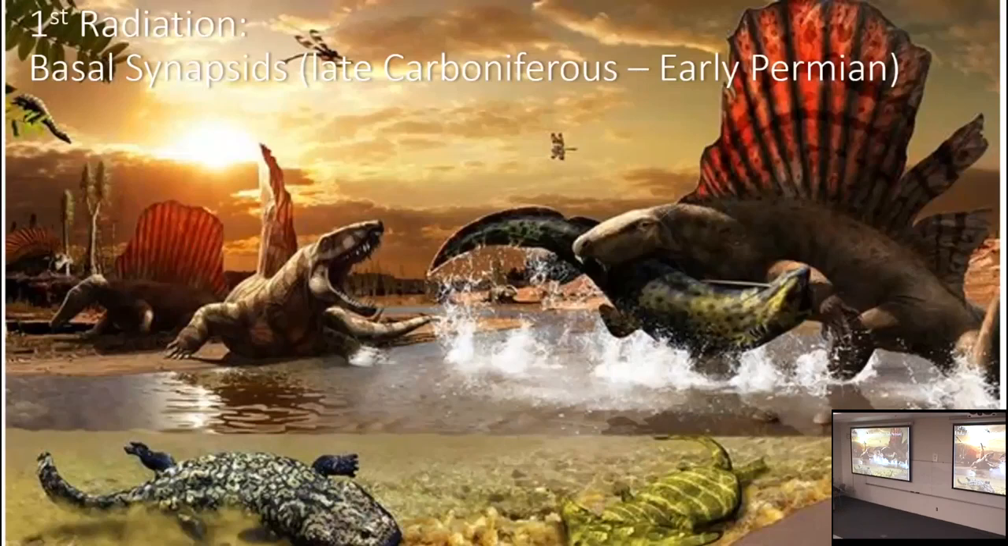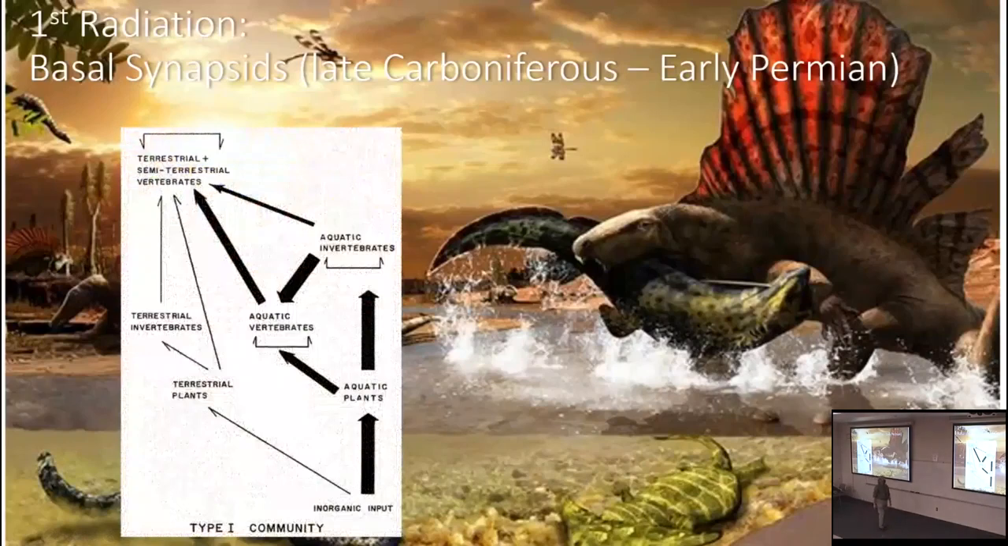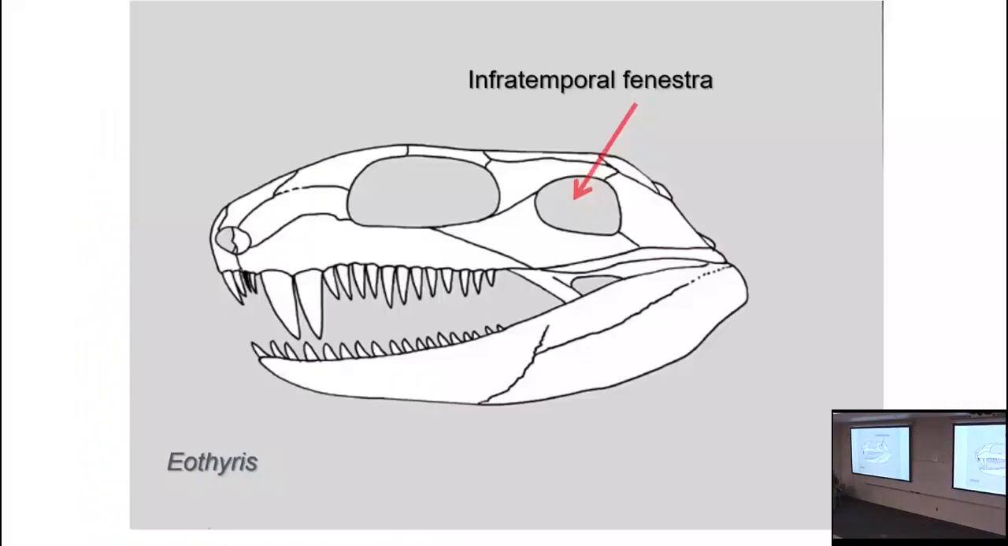So here we see the classic basal synapsid Dimetrodon attacking a shark, but the shark is fighting back. It's a freshwater shark. And then various amphibian-grade animals in the water. These early communities, these basal synapsid communities, in fact, were still tied into the water. There were some terrestrial herbivores, but they were still relatively rare. Most of the food comes out of the fresh water, even if the amniotes were living their whole life cycle on land. Again, these basal synapsids, they've got that infratemporal fenestra.